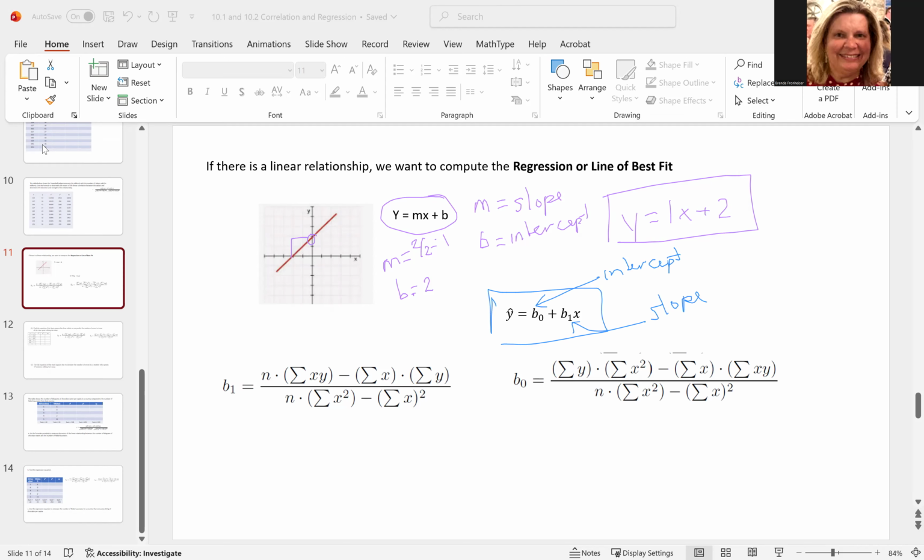As you can see, we've got two separate formulas down here for b sub 1 and b sub 0, all using the same types of calculations that we saw for calculating the correlation coefficient. So let's take a look at how we can use those to find the equation of a line.